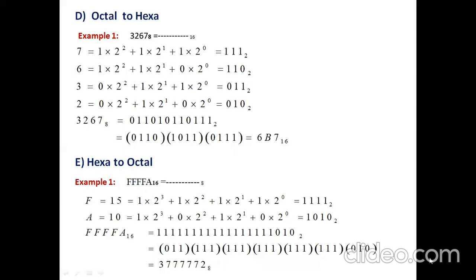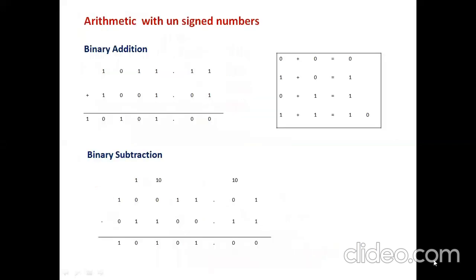This is all about the conversions among the number systems, from binary to octal, octal to binary, and hexa to binary. All the conversions we have considered over here, and we have got the results. Now we are going to the arithmetic part, which is for unsigned numbers. Now we are considering two operations, that is binary addition and binary subtraction.